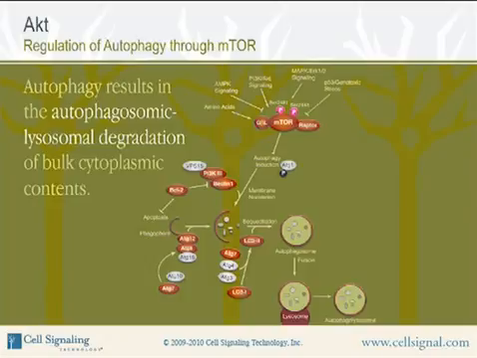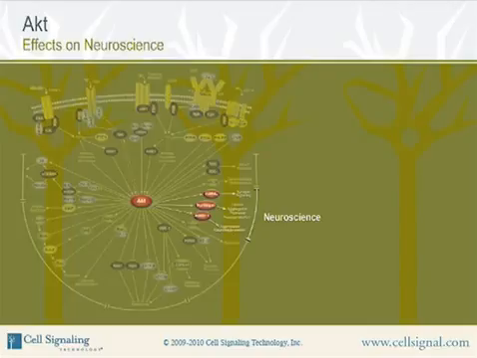mTOR is an inhibitor of autophagy. Because of this, PI3K AKT signaling, which activates mTOR, is also an inhibitor of autophagy. Therefore, treatments that inhibit AKT signaling, such as LY294002, promote autophagy. AKT has also been shown to play a role in several neurodegenerative diseases, such as Alzheimer's and Huntington's disease.